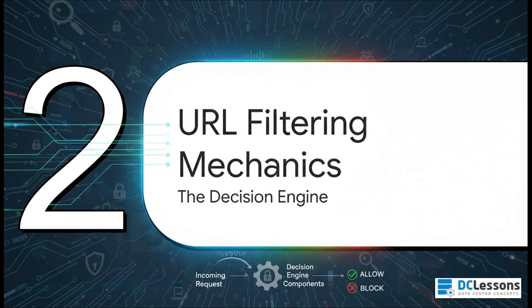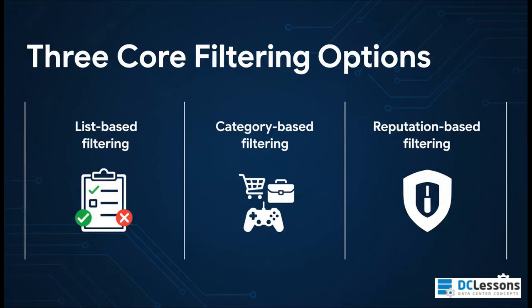We've seen the high-level logic, right? So now let's break down the different pieces that all lead to that final allow or block verdict. The engine really just boils down to these three core methods. You've got your list-based filtering, which we just saw. That's your explicit allow and block rules. Then there's category-based filtering, where you can just wipe out whole classes of websites. And finally, you have reputation-based filtering, which judges a site based on how trustworthy it is.